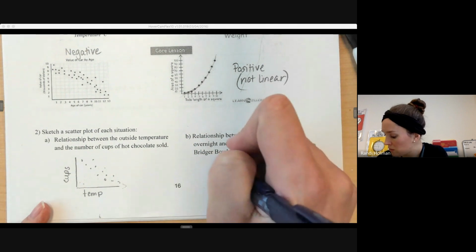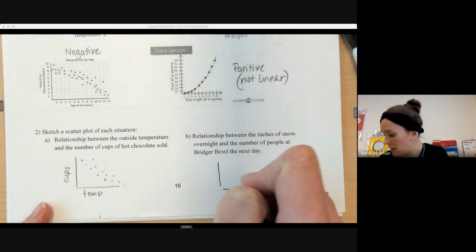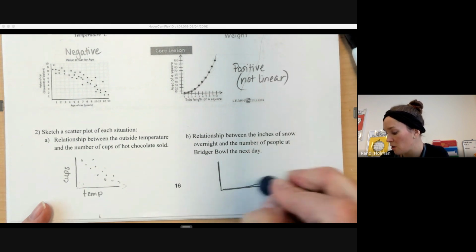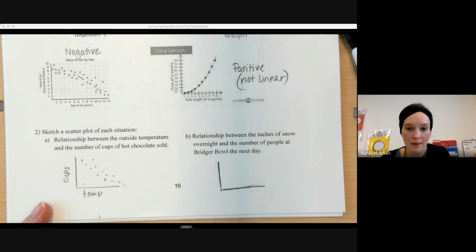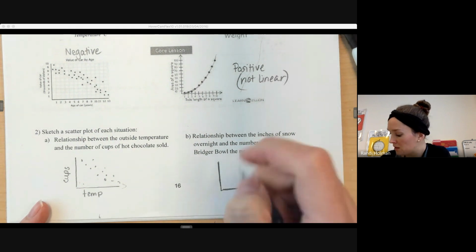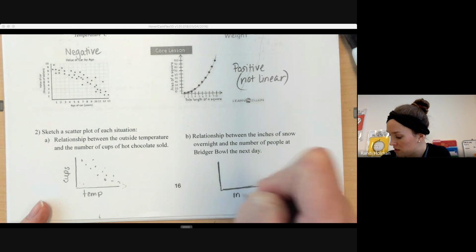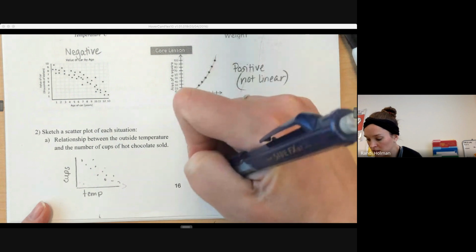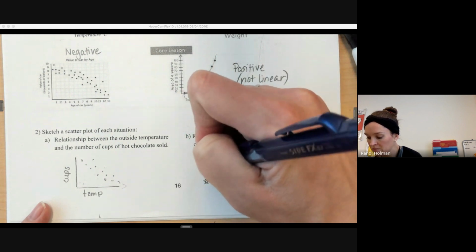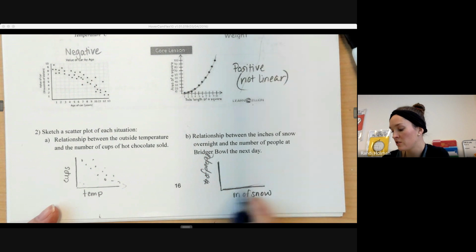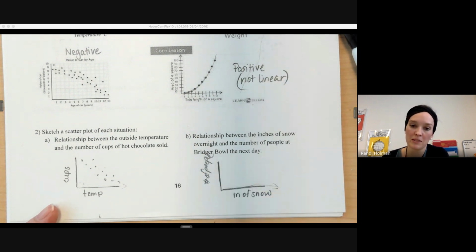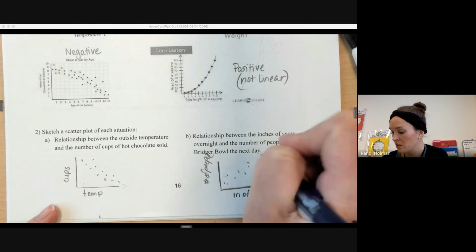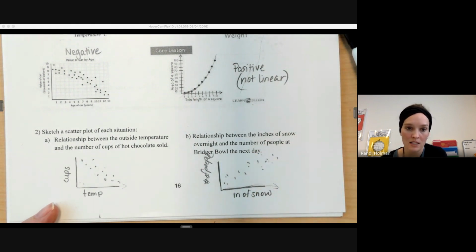Okay. Let's look at another one here, relationship between the inches of snow overnight and the number of people at Bridger Bowl. Again, try and think of which one of those is going to be your independent variable. Right, the snow is going to happen whether or not anyone skis. So the inches of snow is your independent, your x values, and this is number of people. Okay, so as your inches of snow increase, what's going to happen to the number of people skiing? Right, more snow generally means that we have more skiers. So it'll look something like that with a positive correlation there.